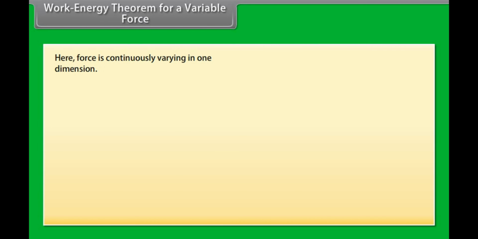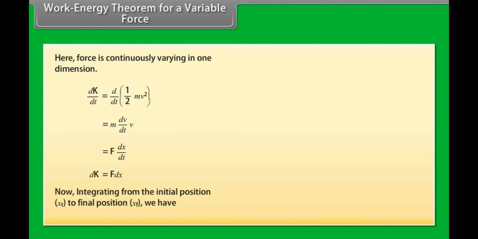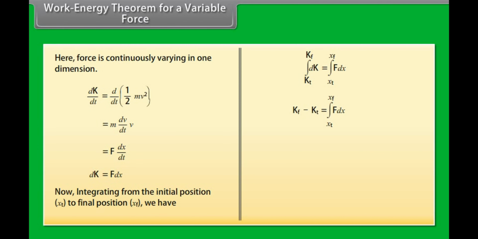Work energy theorem for a variable force. Here, force is continuously varying in one dimension. By calculating dK/dt equal to d/dt of half mv square, we get dK/dt equal to F dx/dt, which gives dK = F dx. Now, integrating from the initial position xi to final position xf, we have Kf minus Ki equals work. Hence, the work energy theorem is proved for a variable force.